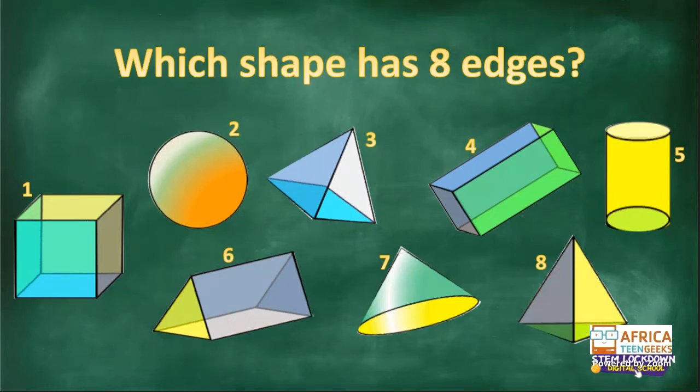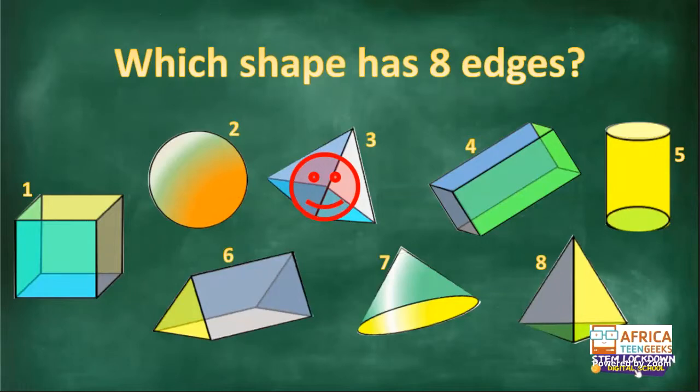Next one. Which shape has 8 edges? 8 edges. Here you can give me also just one answer. Now you have to think quickly. 8 edges, guys. I don't see the correct answer yet. Who is this? Risima, I'm not saying that correctly. You are the first one to give me the correct answer. So you get 2 points.